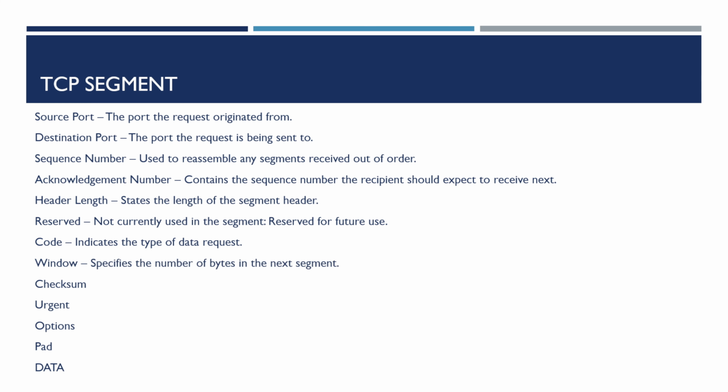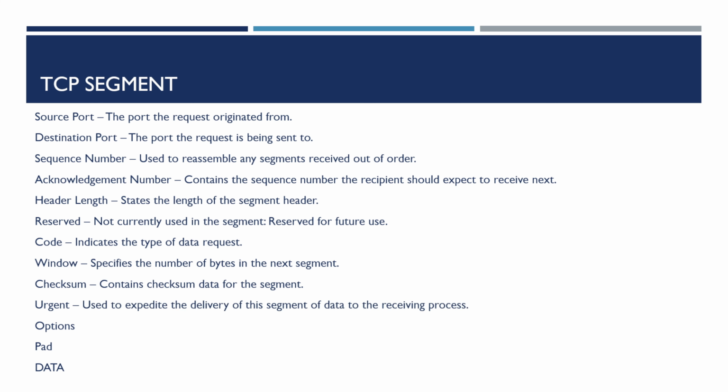Window specifies the number of bytes in the next segment. Checksum obviously is used to check the data for the segment for integrity. Unlike UDP, it is not optional in the TCP segment because, again, data integrity is most important in this protocol. Urgent is used to expedite the delivery of this segment to the data receiving process. This might be utilized if there has to be a retransmit request where the one transmitting the data did not receive the data the first time. So, hey, we need to get it through. We need to get it fast to make sure that all the data is there. The urgent flag comes into play.